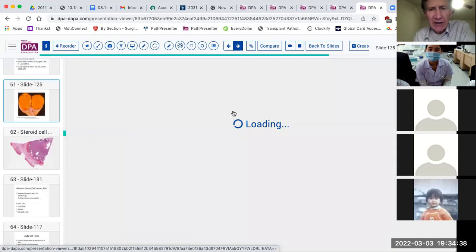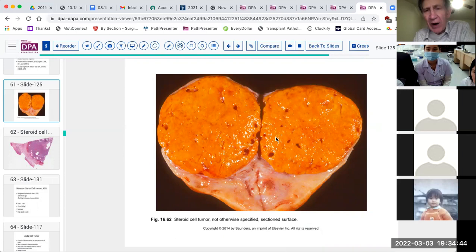So here we are, another nice yellowish, bright yellow tumor. And I think the brighter the yellow, maybe the more likely it is that it's a hormone-producing tumor. But this looks very much like the color you get with a corpus luteum or the color of your adrenal cortex in many instances. And that is related to what's going on in the cells.